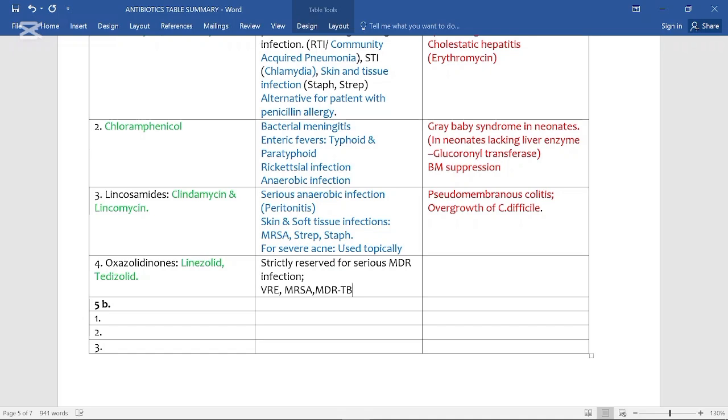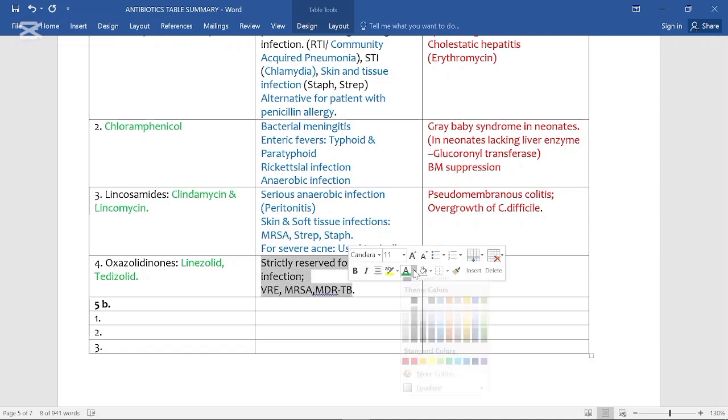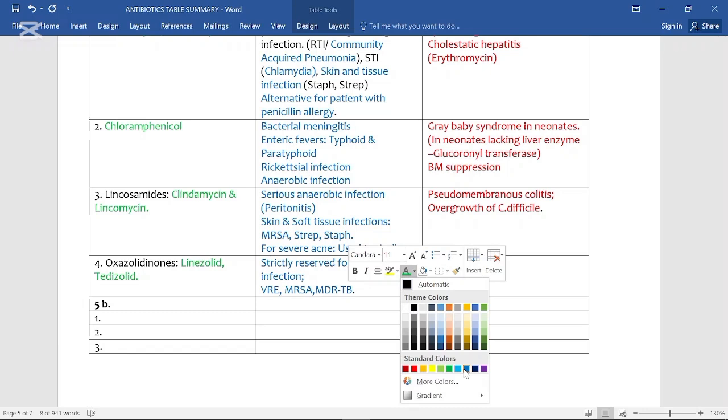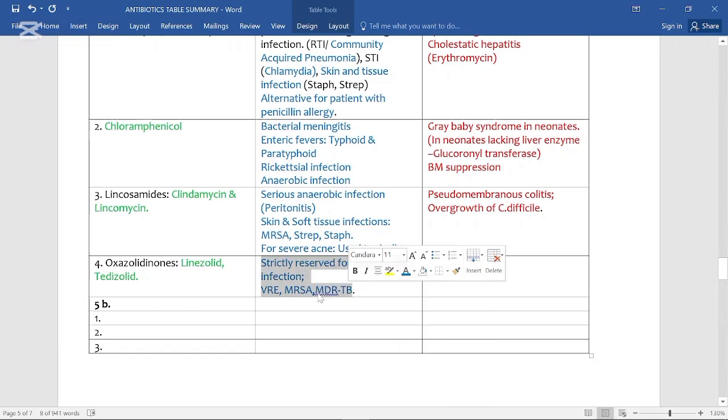So these are the major indications for using these drugs. It tends to be used as a last option for those clients who have serious resistance towards antibiotics. So side effects here we have a few.